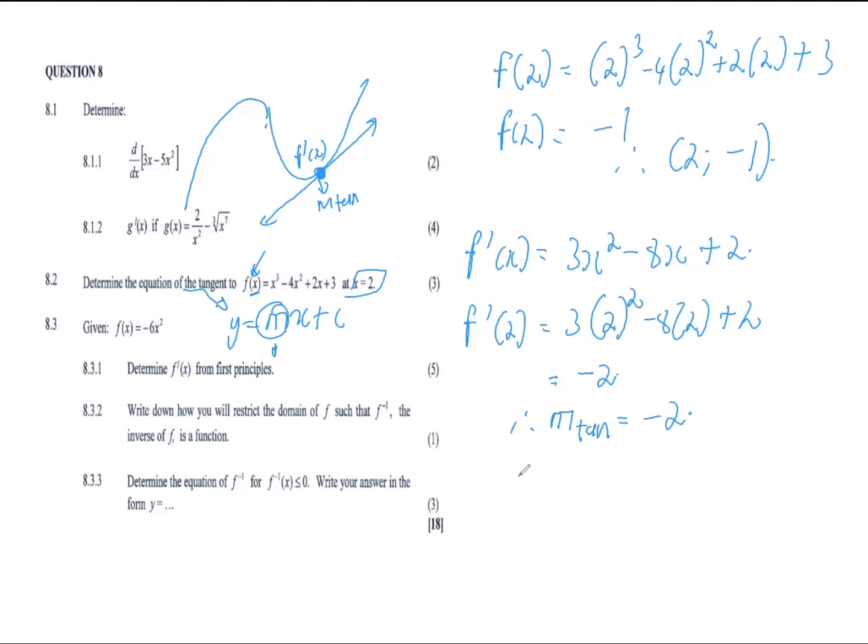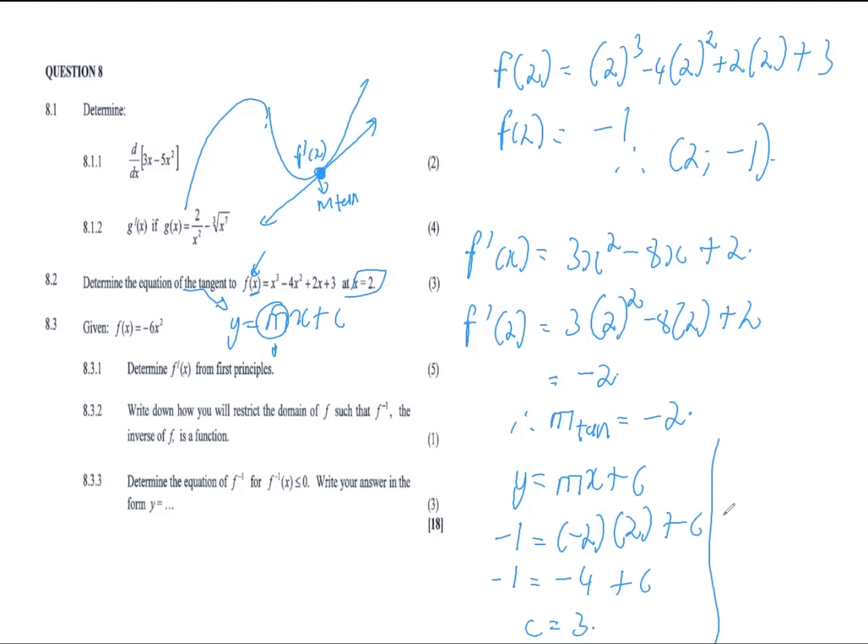So now to calculate our equation, this is y = mx + c. So my y coordinate is -1, my gradient is -2, my x is 2, and then plus c. Then this is -1 = -4 + c. c is equal to what? 3. If we take the -4 over to this side, that's -1 plus 4, which will give us 3. That means our equation is y equals what? Gradient is -2x and then plus 3. Right, there we go.